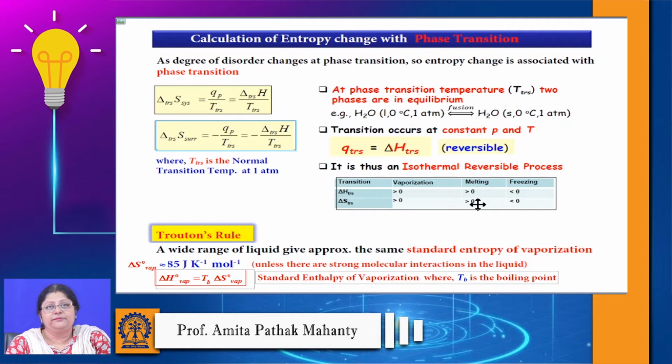But what will happen to the delta S universe for the freezing process? This will be opposite. If delta S system becomes a negative quantity, then the surrounding will become positive, because it should be equal and opposite since they are in equilibrium, right? So the entropy change of the universe will be 0.